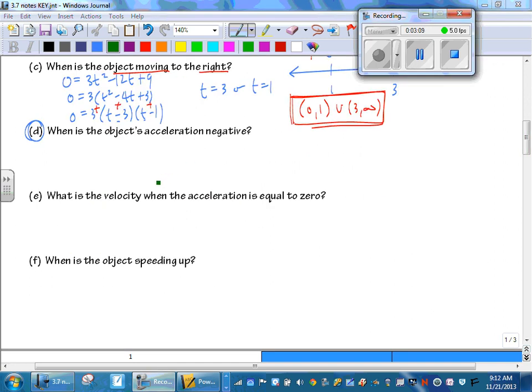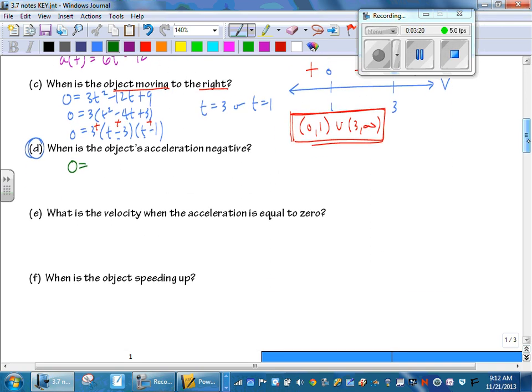Alright, let's take a look at part D. When is the object's acceleration negative? Well, just like the last problem, we would need to figure out first, when is the acceleration 0? So our acceleration was 6t minus 12.